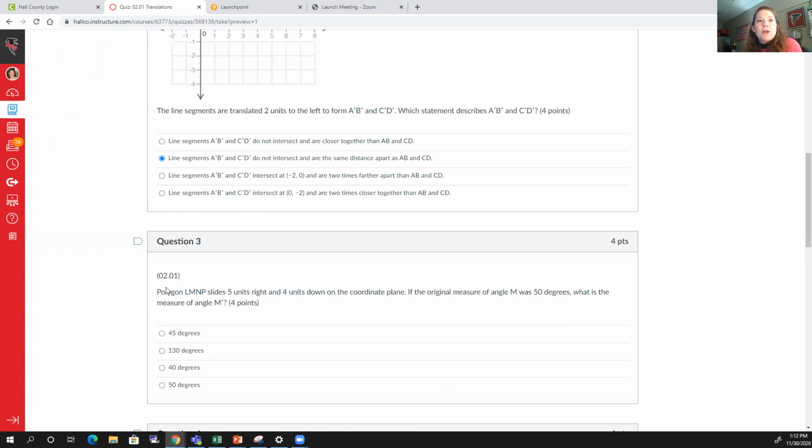All right, you have a polygon and the sides are 5 units. You're going to slide the whole thing 5 units right and 4 units down. If the original angle of measure M, which is the second letter, was 50 degrees, what's the measure of angle M prime? So guys, basically they want you to know that everything's going to stay the same. Same size, same shape, same angles. So if the first M is 50 degrees, the second M prime has got to be 50 degrees.